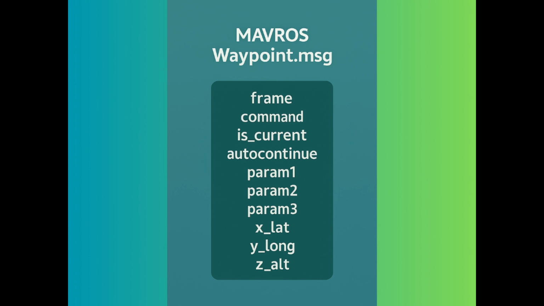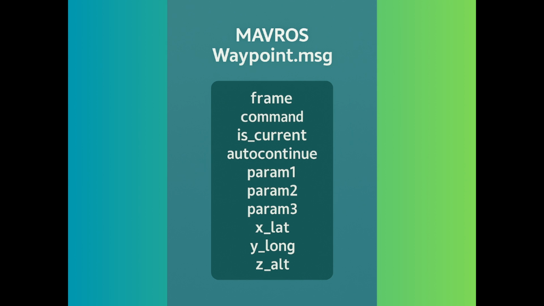Before moving to the simulation part, I would like to explain briefly about the MAVROS Waypoint message. The Waypoint message is a custom ROS message that defines a single waypoint used in autonomous drone missions. This message allows us to define precise navigation points, including location, actions, and flight behavior. Let me walk you through the structure of the MAVROS Waypoint message.